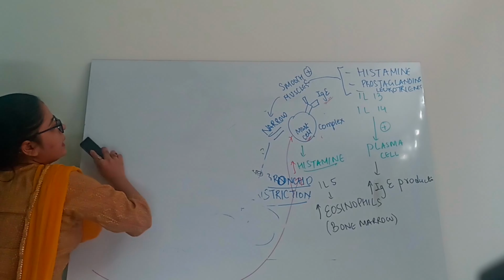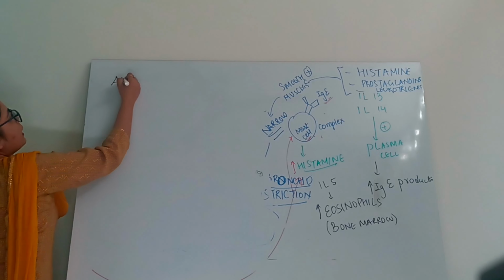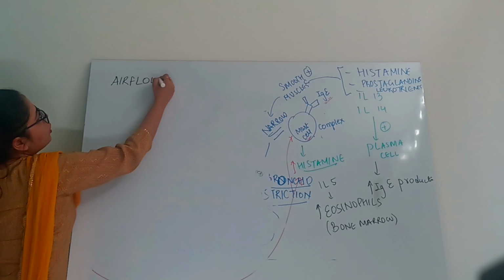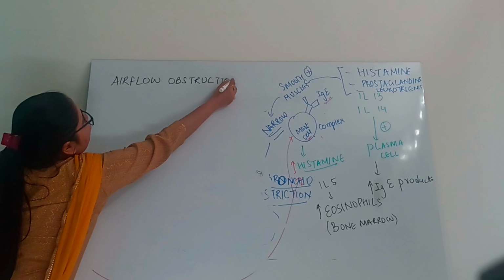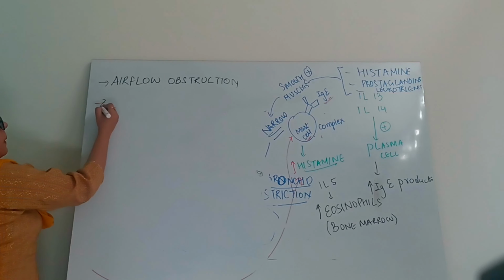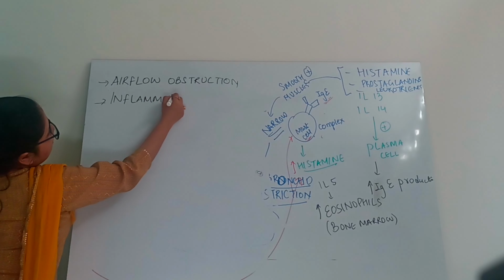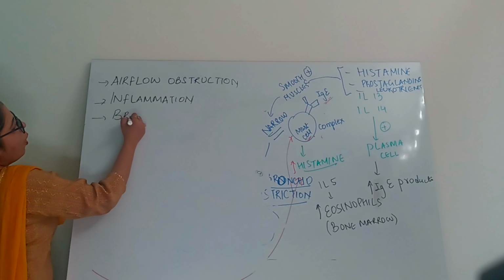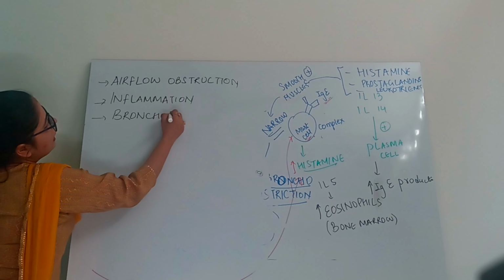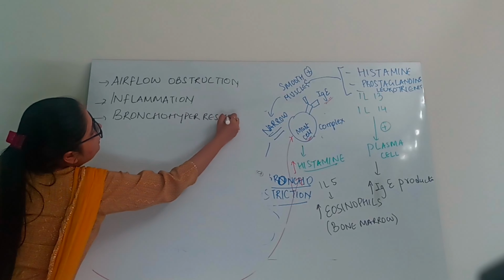So this is what is happening entirely, and now I list down a few of the symptoms seen in asthmatic patients. One, airflow obstruction is clearly seen. Then we see inflammation, and then there is bronchohyperresponsiveness.